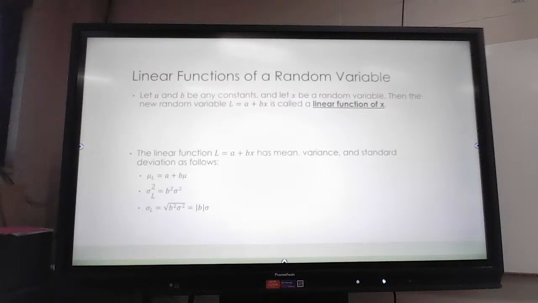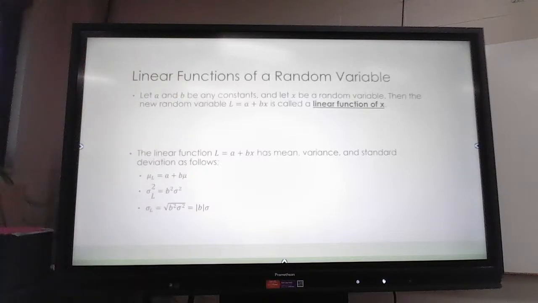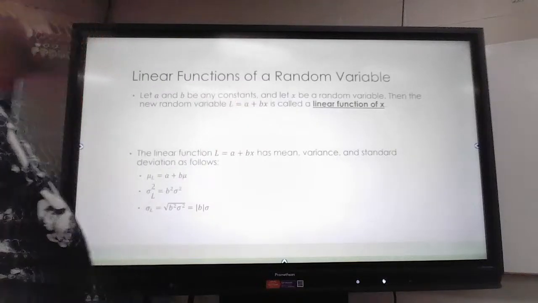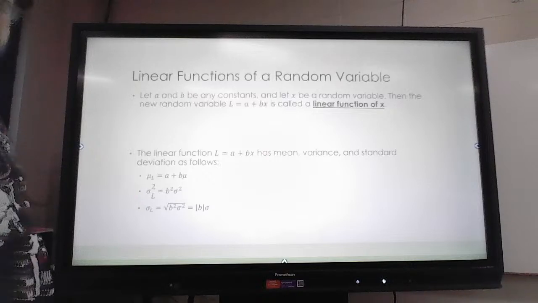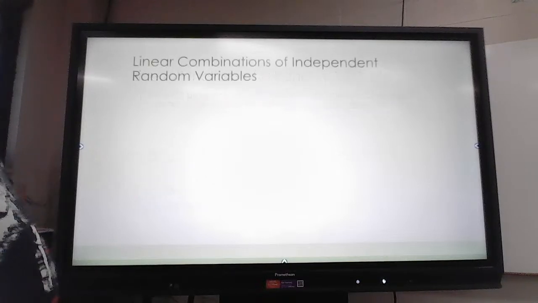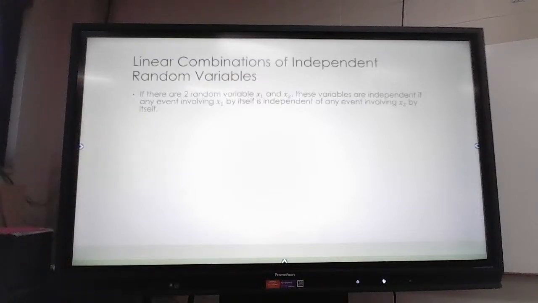As long as I know what A and B are, and what the variance, mean, and standard deviation of my original variable were, I can find the mean, variance, and standard deviation of a linear function. So for my average, I just substitute the average into my linear function. For my variance, I take b squared times the variance of my original variable. And then, of course, I would take the square root of that number to find the standard deviation. And then there's also a linear combination. So let's say I combine two random variables here, x1 and x2.